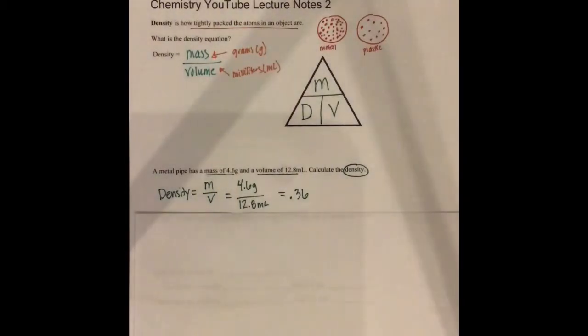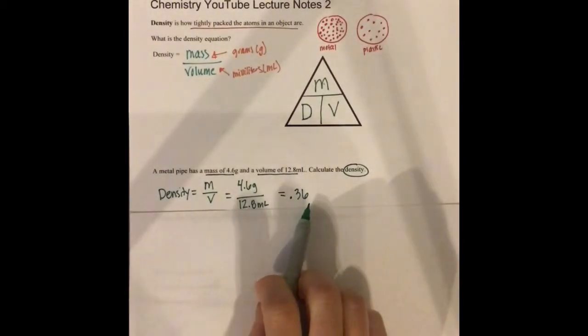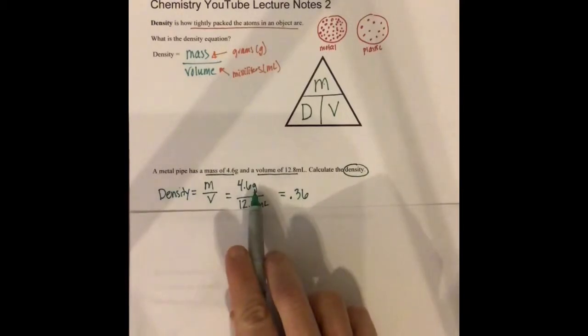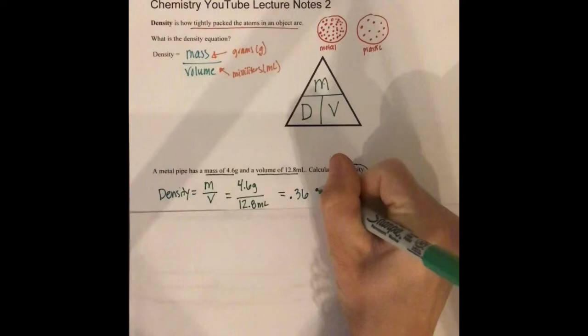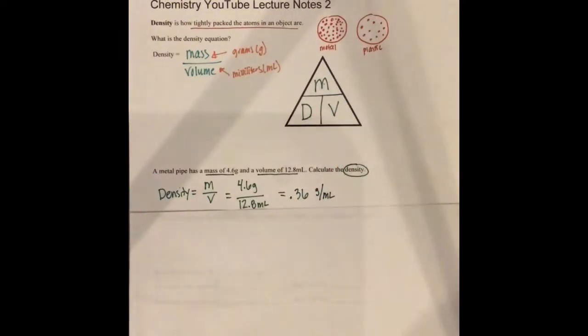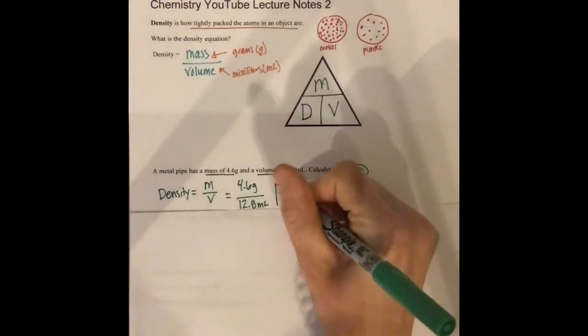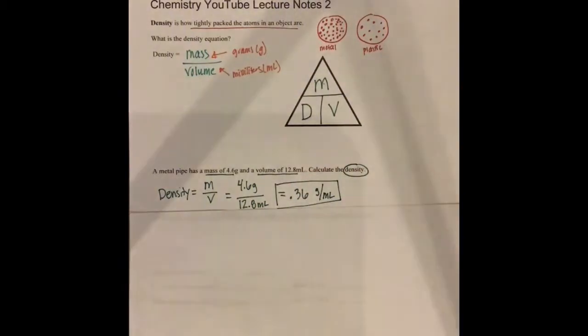So I have 0.36, but it's naked. It needs some units. The units for density are going to be the units that you used going into it. So we have grams per milliliter. And that's what we would have for our density of this metal pipe.